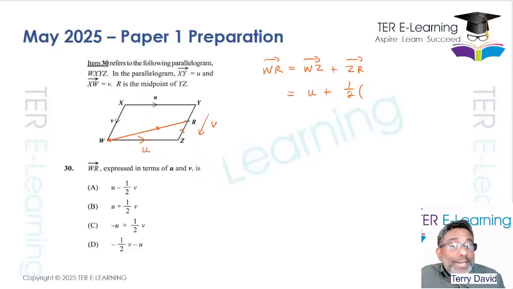Now the thing is, you're going in the opposite direction, so you need to put in a minus sign here. So this is going to be negative V. So in this case, it's going to be U minus a half V. So we're looking for an answer that gives us that. So U minus a half V. So the answer is going to be A in this case here. Right? Hope you all seen that.